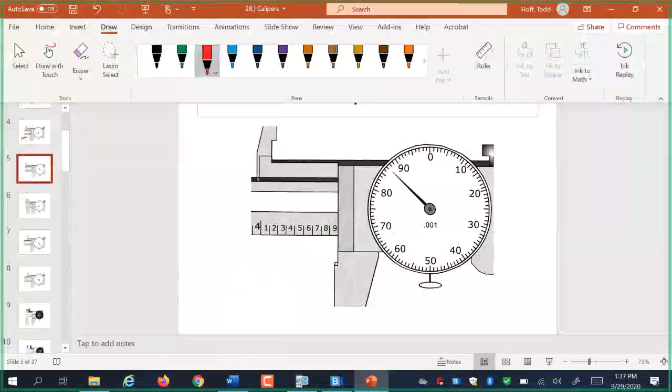So this one, let's do it all at once. I'll give you a second to read it and tell me what that reads out.